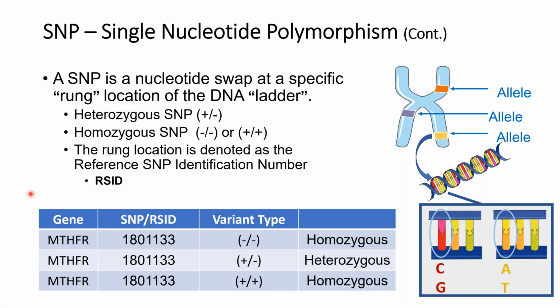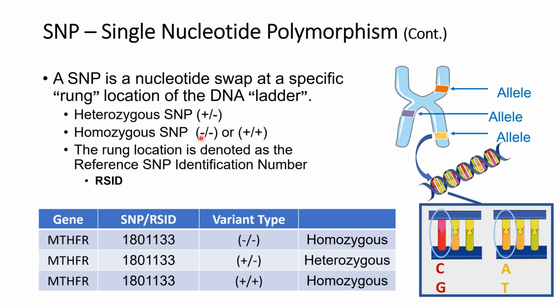So the SNPs are a swap at a specific rung location of that DNA ladder, and you'll hear words or see things like heterozygous or homozygous. Heterozygous means that one set of the chromosome is positive, meaning that there is a variation, and the other set does not have a variation. So it's different. One set is positive, one set is negative. That means it's different. Heterozygous.